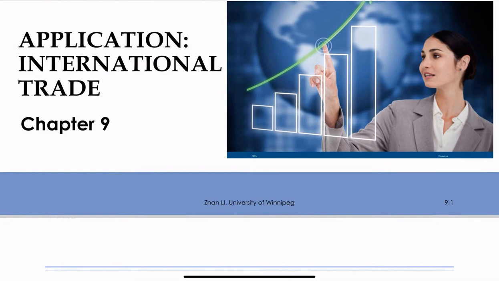Chapter 9 discusses international trade. The foundation to understand chapter 9 is from all our previous lectures. So basically, we would think about comparative advantage, right? Because when you're talking about international trade, you cannot avoid thinking about comparative advantage.